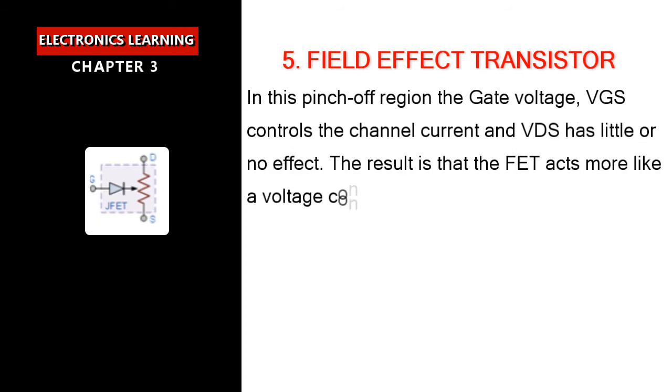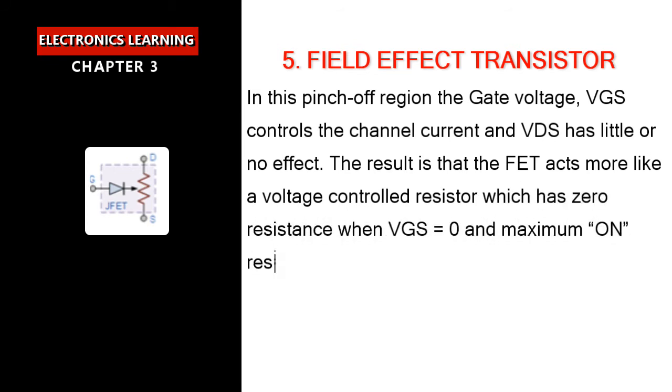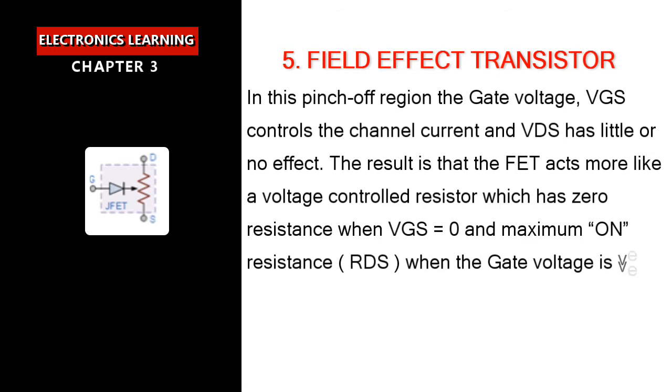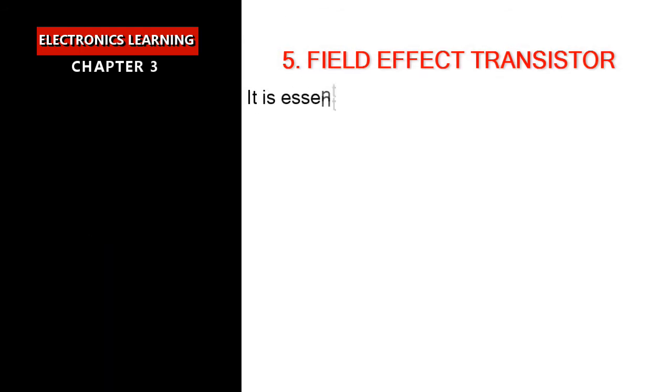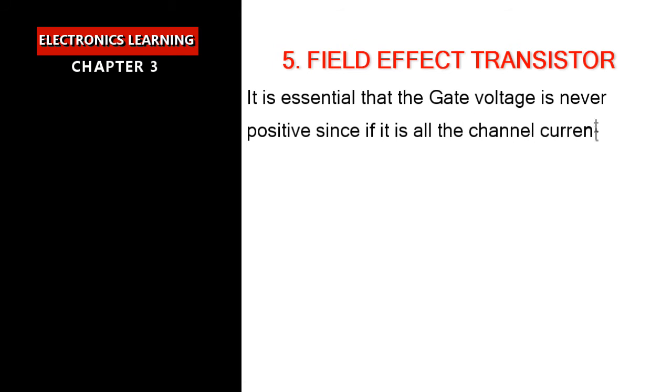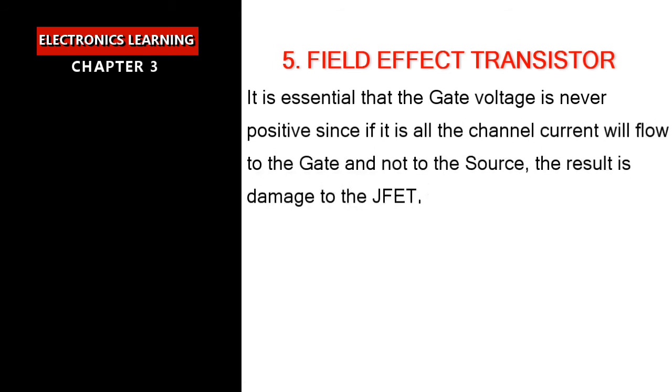The result is that the FET acts more like a voltage-controlled resistor, which has zero resistance when VGS equals 0, and maximum on resistance, RDS, when the gate voltage is very negative. Under normal operating conditions, the JFET gate is always negatively biased relative to the source. It is essential that the gate voltage is never positive, since if it is, all the channel current will flow to the gate and not to the source. The result is damage to the JFET.